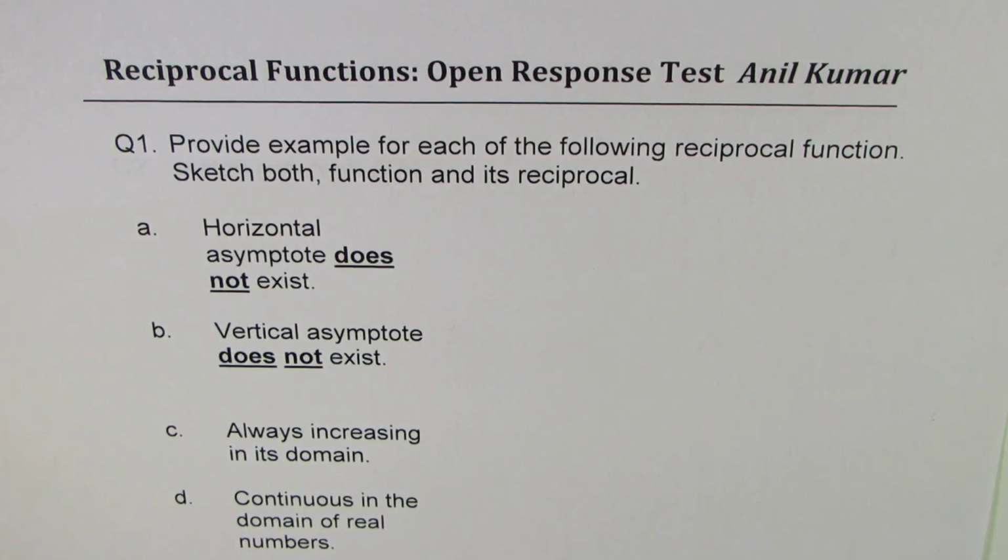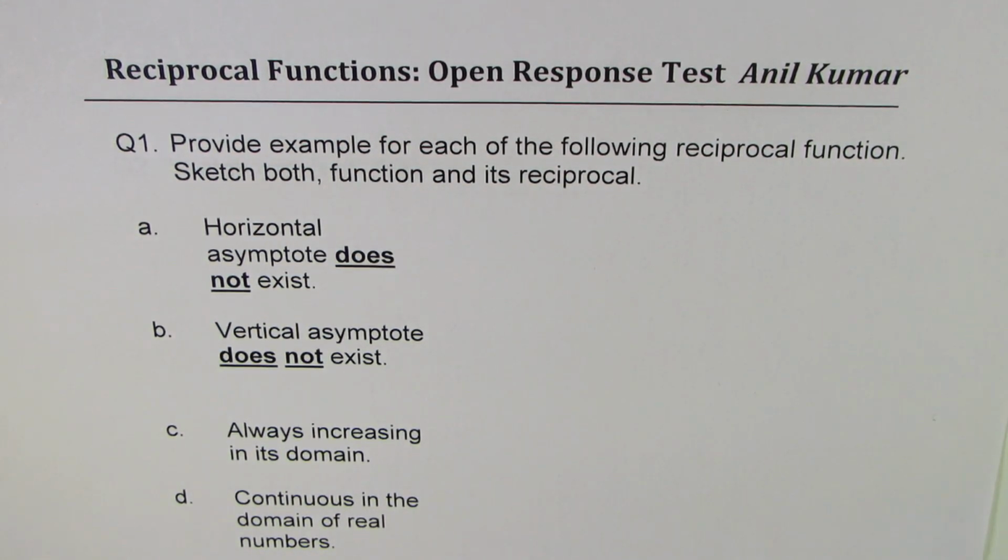Now here is question number 1, where you need to provide an example for each of the following reciprocal functions. Sketch both the function and its reciprocal. Now these 4 examples will help you understand the topic far better. The first one is a reciprocal function where a horizontal asymptote does not exist. B is a reciprocal function where a vertical asymptote does not exist. C is a reciprocal function which is always increasing in its domain, and D is a reciprocal function continuous in the domain of real numbers.